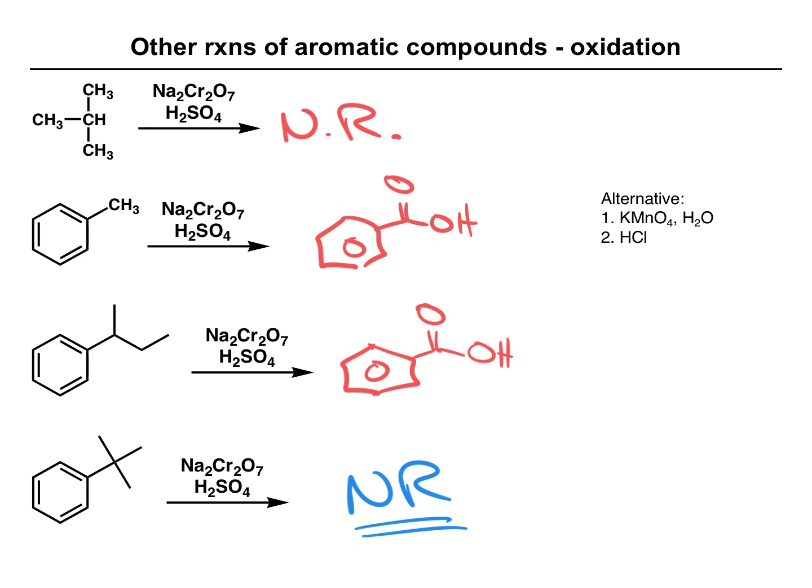In addition to using chromic acid, we can also use potassium permanganate in water followed by HCl. These conditions are going to behave the same way. No reaction with an alkane, reaction with any compound that has at least 1 benzylic hydrogen, again giving benzoic acid. No reaction if there is no benzylic hydrogen.